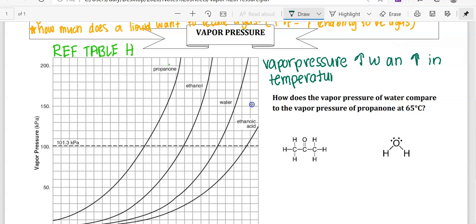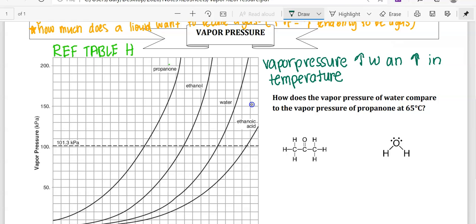And again, if you think about that definition of temperature, temperature is a measure of the movement of our particles, the average kinetic energy. If we are increasing the speed of those particles, then those particles are more likely to have enough speed to become the gaseous phase.